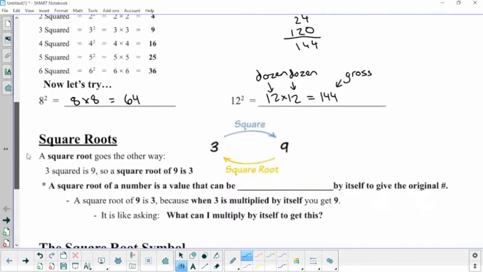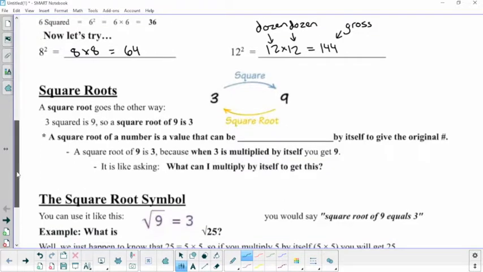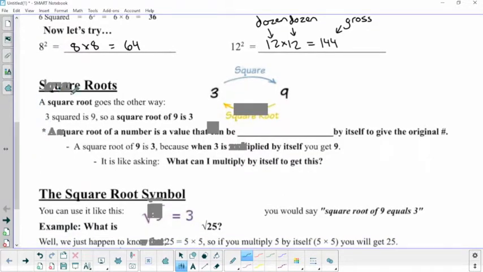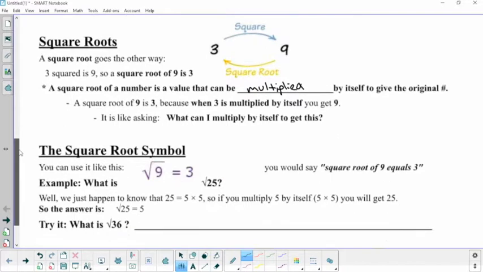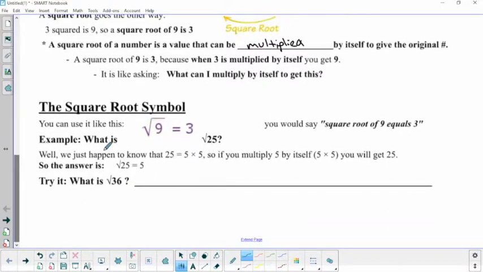So square roots go the other way. 3 squared is 9, so the square root of 9 is 3. It's the opposite. The square root of a number is a value that can be multiplied by itself to give the original value. So you're asking, what can I multiply by itself to get this? Using the square root symbol, the square root of 9 equals 3.